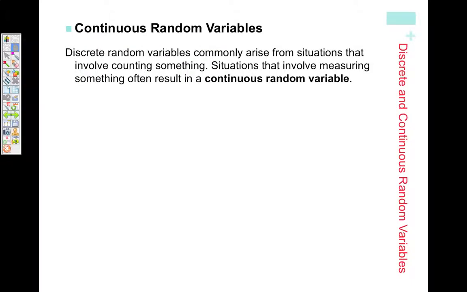So we looked at the discrete random variable, something that's countable. Now we're going to look at our continuous random variables. Discrete random variables come from counting. Continuous random variables are coming from measuring. That's old stuff that we've seen earlier in this course, and it's coming back to us yet again.